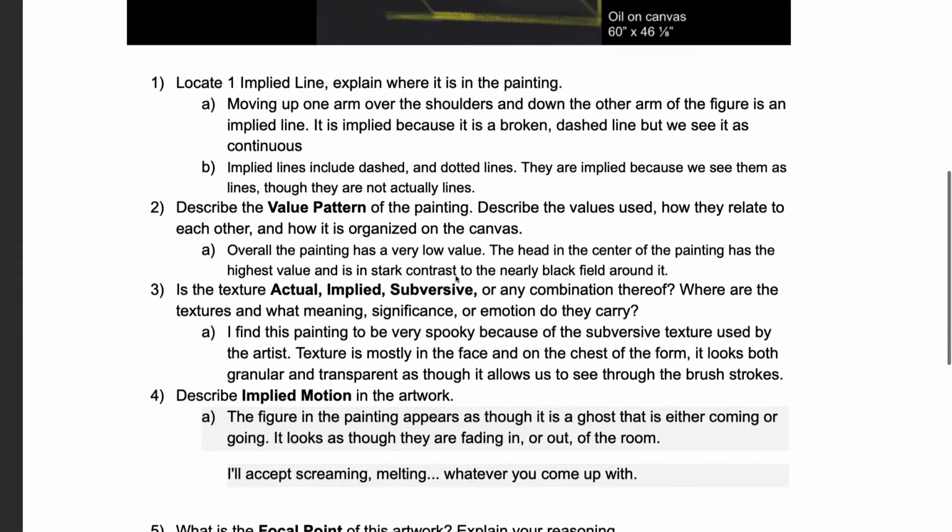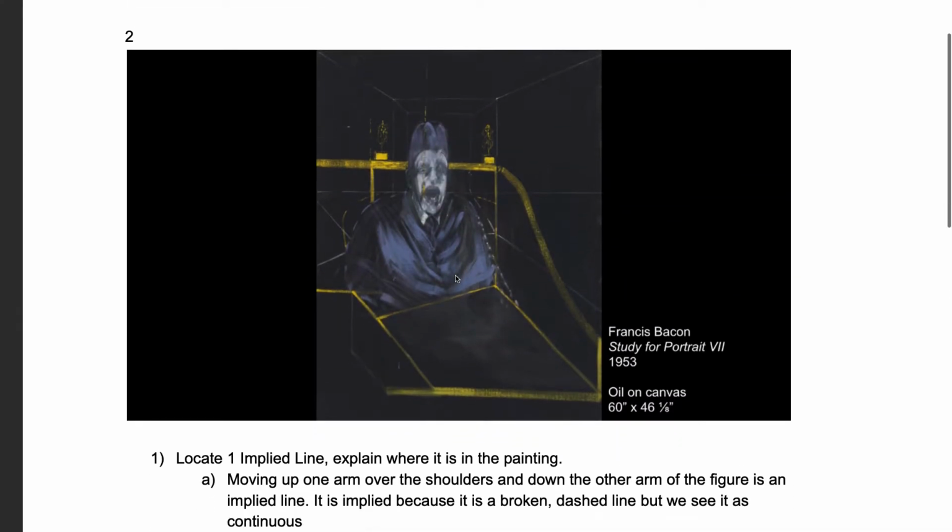All right, on to the next artwork. We have this painting by Francis Bacon. Locate one implied line, explain where it is in the painting. So what is an implied line?